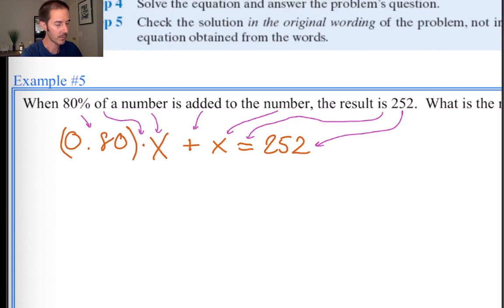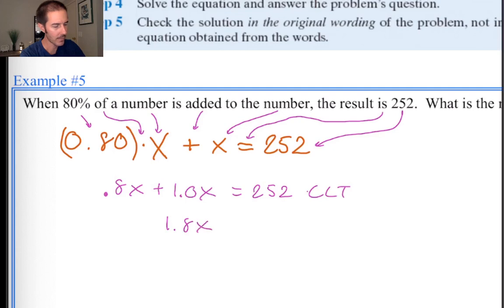We know how to do this from previous sections and from when we were 10 or whatever. Let's rewrite this a little more succinctly as 0.8x plus, and if you'd like to think of it as 1.0x, that might be helpful, equals 252. And I'm going to combine like terms now on the left-hand side. That gives us 1.8x equals 252. And then we need to divide both sides of this equation by 1.8.